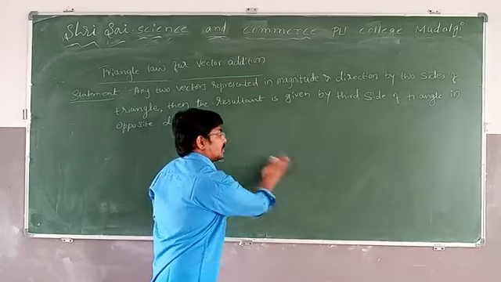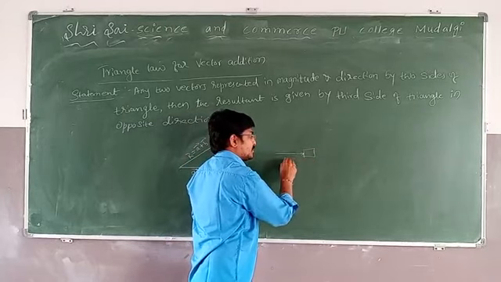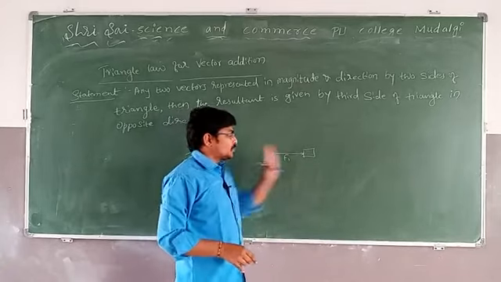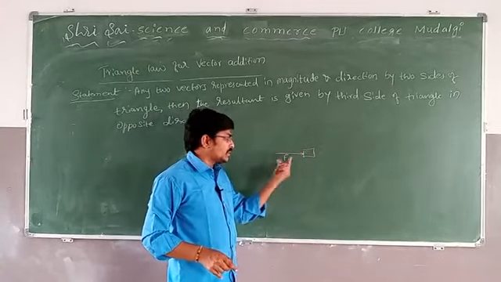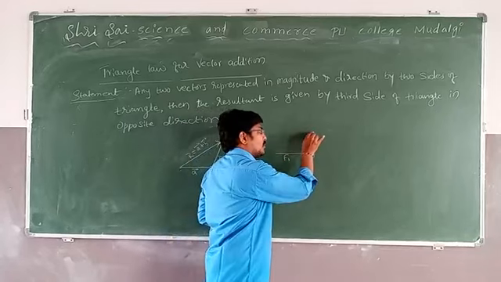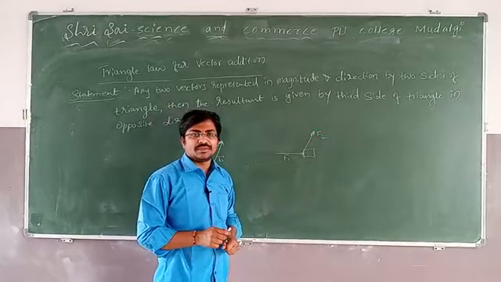For more clarity, if it is an object, one vector is like this, F1, one force is acting like this, meaning it is pushing; that object is pushed with the F1 force in this way. At the same time one more force F2 is pulling in this way.